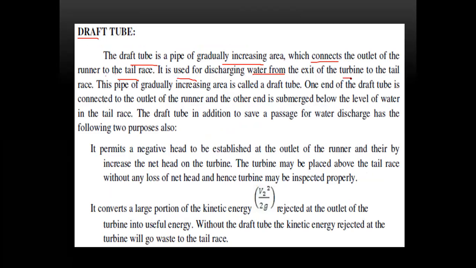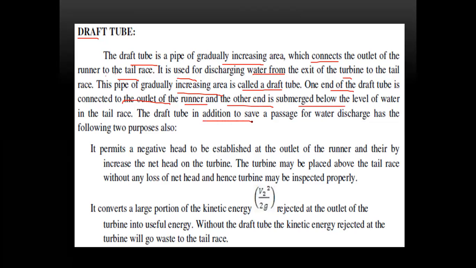Turbine nunchi water ni exit cheyadaniki the draft tube anedi manamu vadutunnamu. It is placed at the outlet of the runner near the tail race. This pipe of gradually increasing area is called a draft tube. One end of the draft tube is connected to the outlet of the runner and the other end is submerged below the level of the water in the tail race.